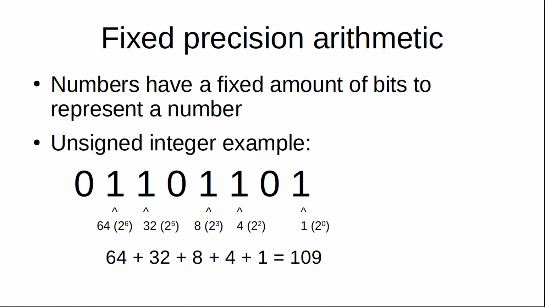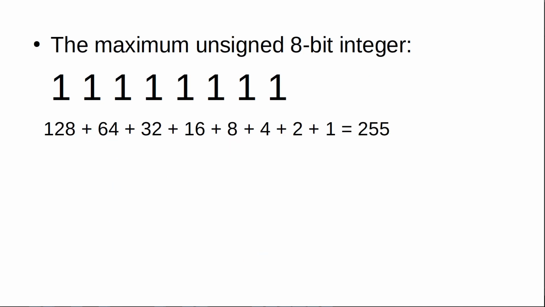In fixed precision arithmetic, there's a fixed size for the amount of bits that you can store in an integer. So with the example I just gave, it's an 8-bit number. If we're using an 8-bit integer, the maximum number it could represent is 255. And once you try to add 1, there's just no more space.